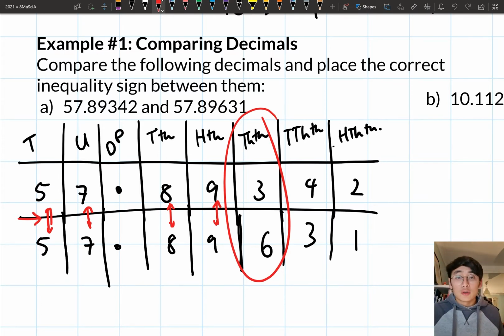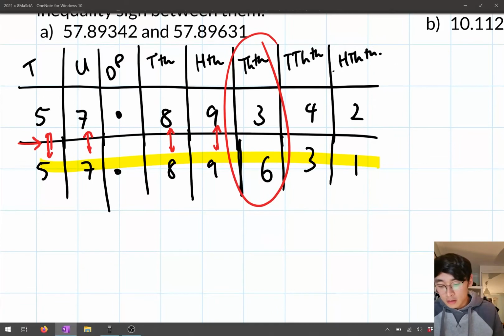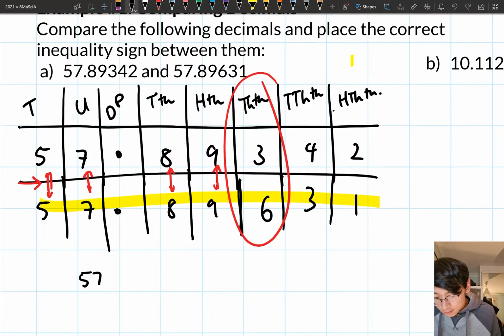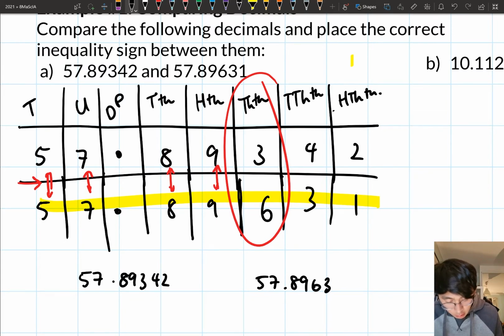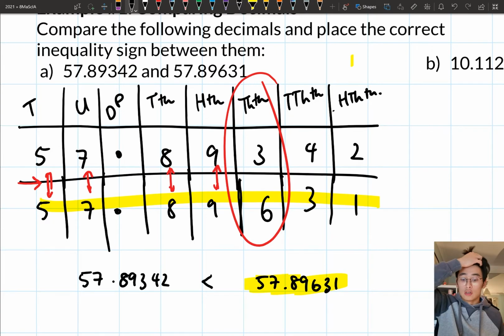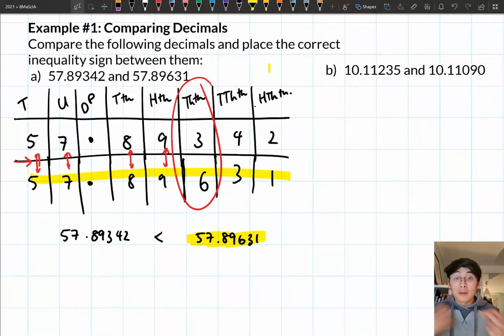So here, which one is bigger than the other one? Well, 6 is bigger than 3, which means that my bigger number is the one at the bottom. So this number here is bigger than the other one. I'm going to write those two numbers in the order they've given me: 57.89342 and 57.89631. What I know is that the second number is bigger than the first. So I'm going to say the first number is less than the second number. That's how we answer this first question, by looking at our place value. We compare the two numbers, looking at the place values of each of those digits, and then compare them. Okay, next one.